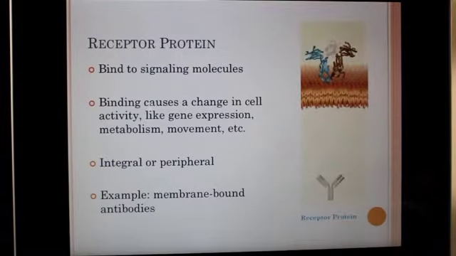Receptor proteins are very important. These bind to signaling molecules, and the binding can cause a change in cell activity like gene expression, metabolism, movement, that sort of thing. These could be integral or peripheral, so short-term or long-term, and antibodies are one of these. So like your white blood cells could have antibodies on the surface that are receptor proteins.